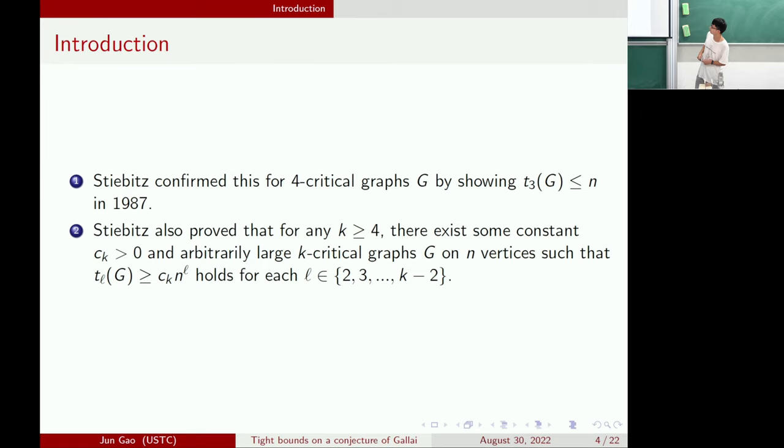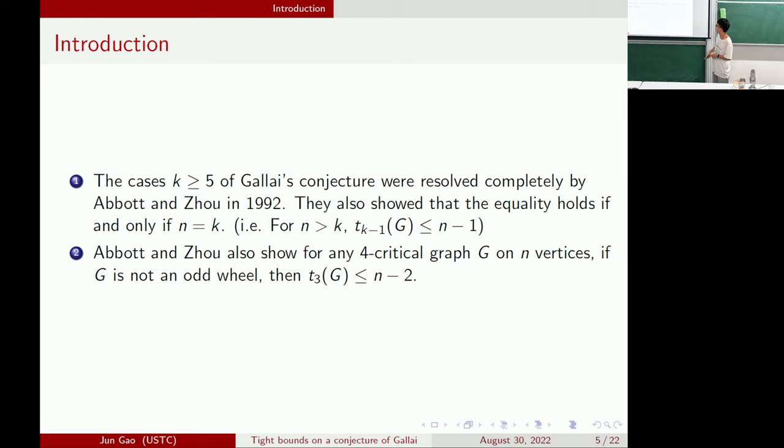For k at least 4, Stiebitz confirmed this for 4-critical graphs. And he also proved that when we consider other sizes of cliques in the graph G, the number is not linear in n. So k-1 is very special. They showed this number is very large for k-2, k-3 cliques. And for general k, this conjecture was resolved by Abbott and Zhou in 1992.